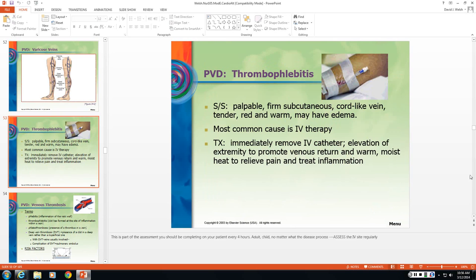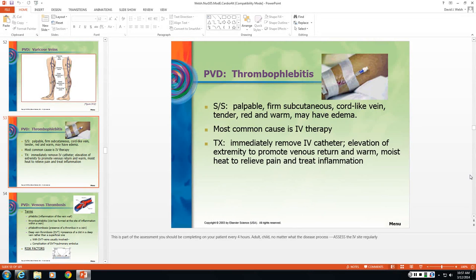All right, thrombophlebitis. Basically, signs and symptoms are going to be a palpable, firm, subcutaneous, cord-like vein. It's going to be tender, red and warm, and may have edema to the area. Most commonly it's caused by IV therapy or IV infiltration. Treatment is going to be immediate removal of the IV catheter, elevation of the extremity to promote venous return, and a warm, moist heat to relieve the pain and treat inflammation.